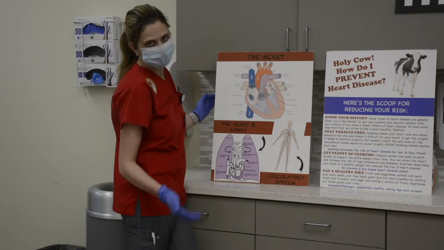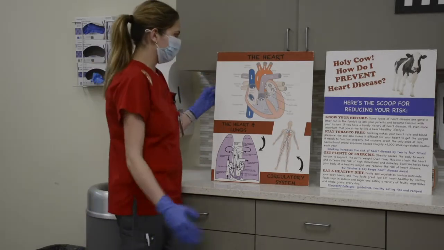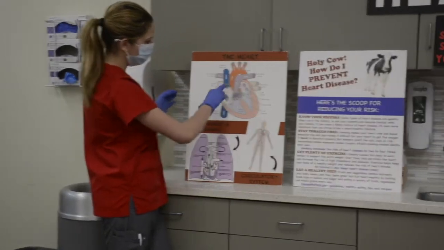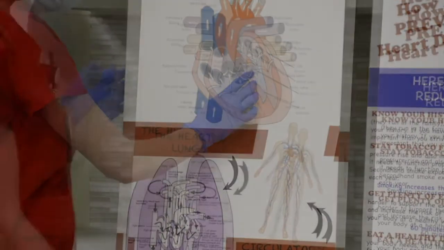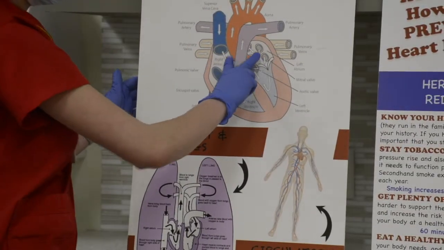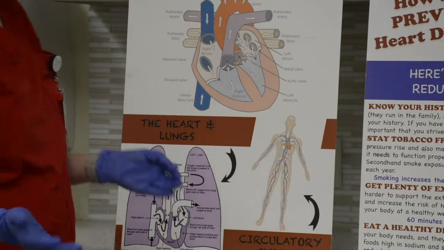We're going to be talking about the heart, which is located on the left side of your chest. As you can see here, there are two upper chambers of the heart, two spaces, and two lower chambers. The two upper chambers are called atria, and the two lower chambers are called ventricles.